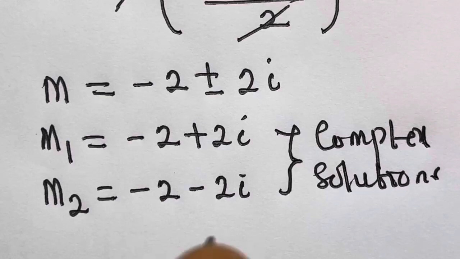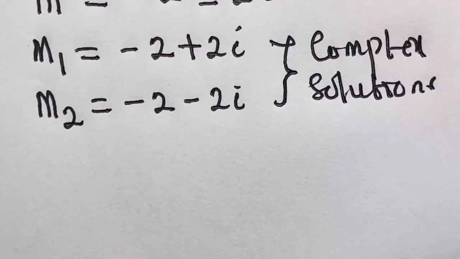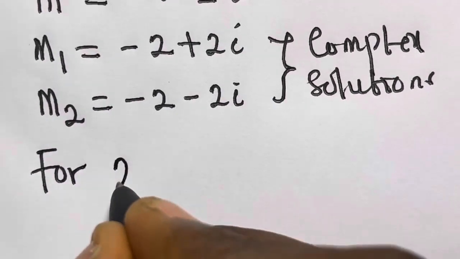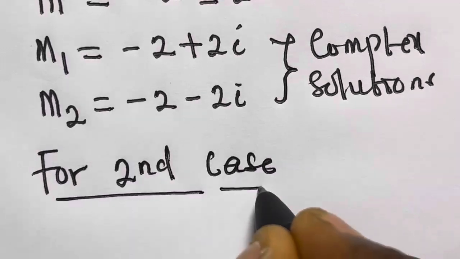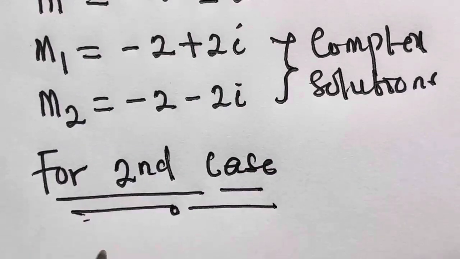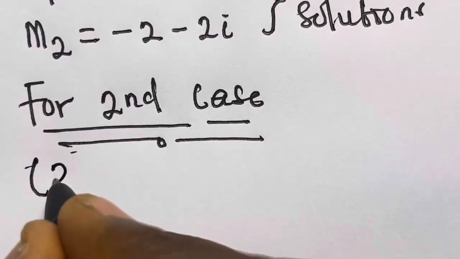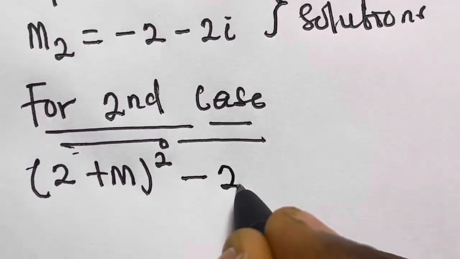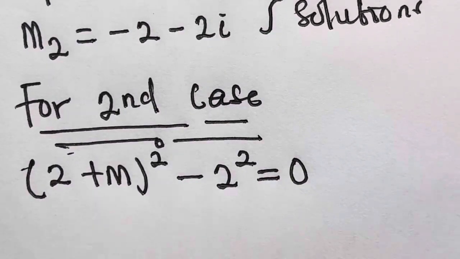But let's remember, this is the first case we just dealt with. So for the second case, remember the second case is 2 plus m raised to the power 2 minus 2 squared equals 0. Find the identity for this.